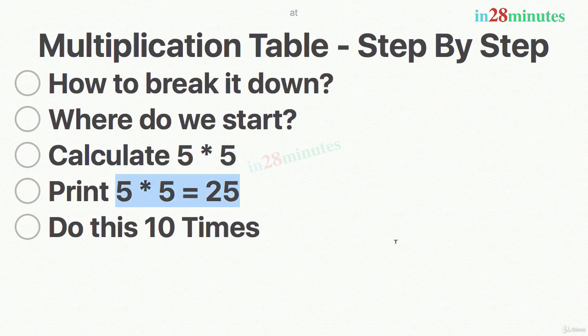So we would want to print from 5 into 1 to 5 into 10. And to be able to do that, we would want to do something similar to this 10 times. Not exactly the same thing because we don't want to print 5 into 5 is equal to 25 10 times. We want to print the entire table with different values over here. So 1, 2, 3, 4, 5, so on.